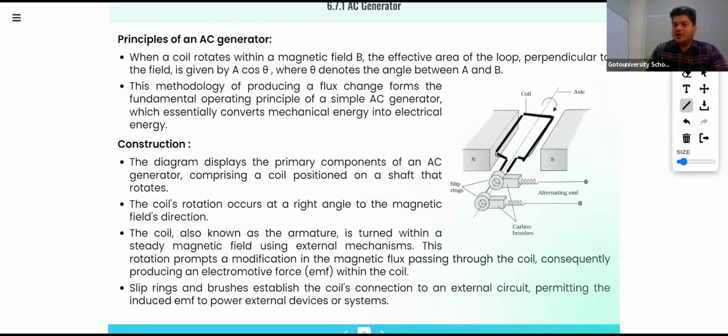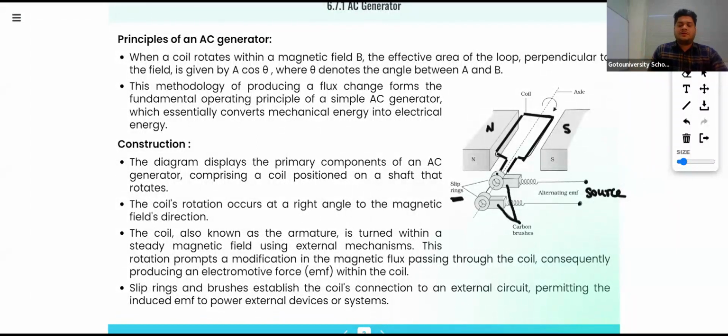That armature coil is kept between the north and south pole of the magnet. That armature coil is connected to slip rings. And that slip rings is then connected to carbon brushes. And those carbon brushes are then connected to the source. Source means anything. There can be a bulb, there can be a galvanometer, anything.